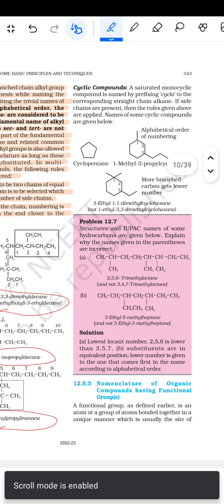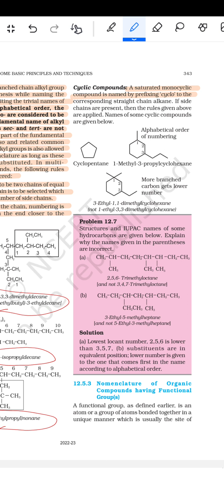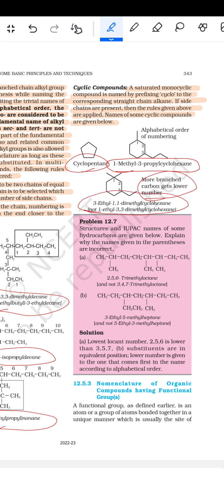Now the cyclic compounds. A saturated monocyclic compound is named by prefixing cyclo to the corresponding straight chain alkane. If side chains are present, then the rules given above are applied. Some names of some cyclic compounds are given below. पहला हो गया cyclopentane, फिर आ गया 1-methyl 3-cyclopropyl hexane, फिर alphabetical order of the numbering, और फिर more branched carbon gets the lower number, और इधर 3-ethyl 1,1-dimethyl cyclohexane, not 1-ethyl 3,3-dimethyl cyclohexane.